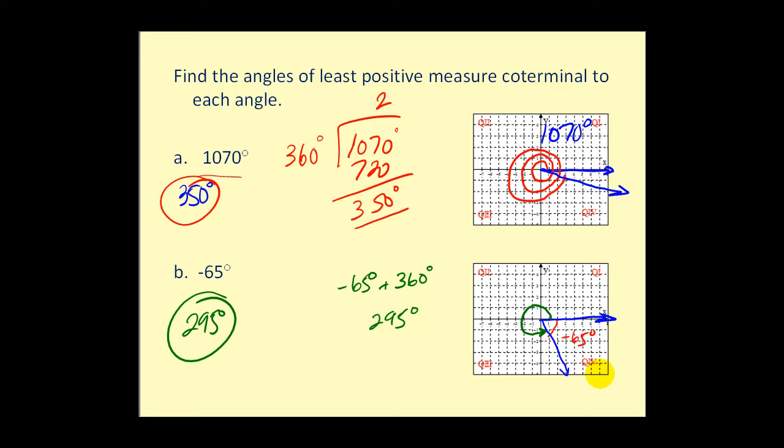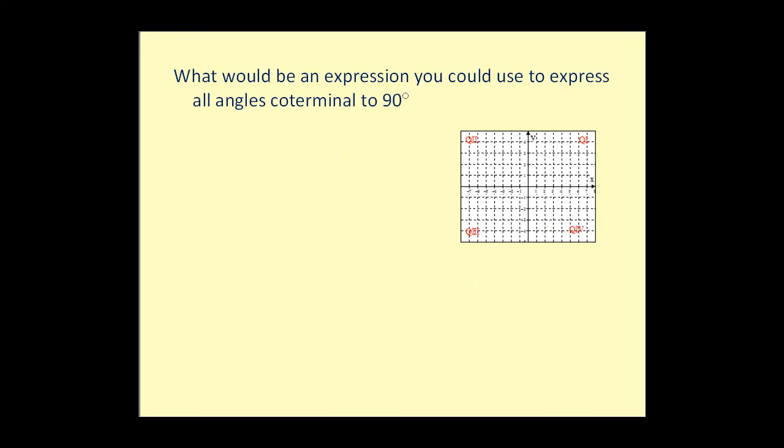Okay, let's take a look at one more question. What would be an expression you could use to express all angles coterminal to 90 degrees? So here's the given angle. We want all the angles that are coterminal to this, which means from here we'd have to either go around clockwise or counterclockwise from this angle, which, remember, one revolution represents 360 degrees. So we would start with 90 degrees and we could add multiples of 360 degrees. So if we multiply 360 by some integer n, that would give us any coterminal angle to 90 degrees, where n is some integer.